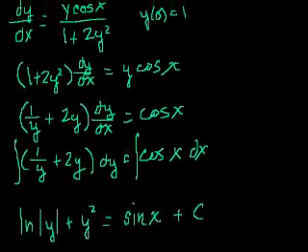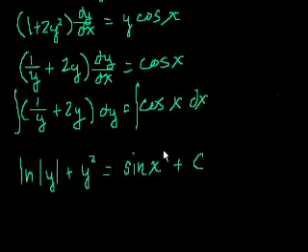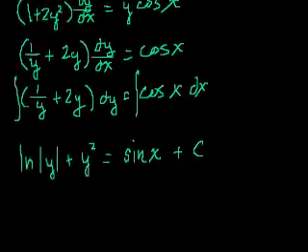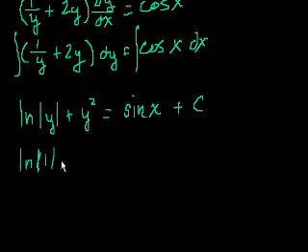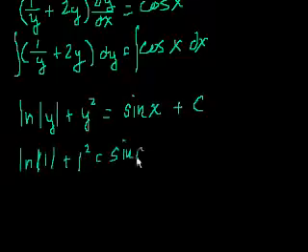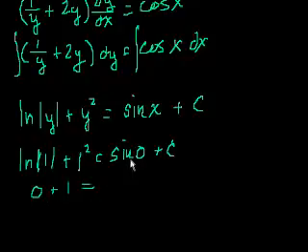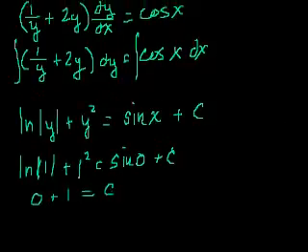And what was our initial condition? y of 0 is equal to 1. So when x is equal to 0, y is equal to 1. So ln of the absolute value of 1 plus 1 squared is equal to sine of 0 plus c. The natural log of 1, e to the what power is 1? Well, 0. Plus 1, sine of 0 is 0, is equal to c. So we get c is equal to 1.